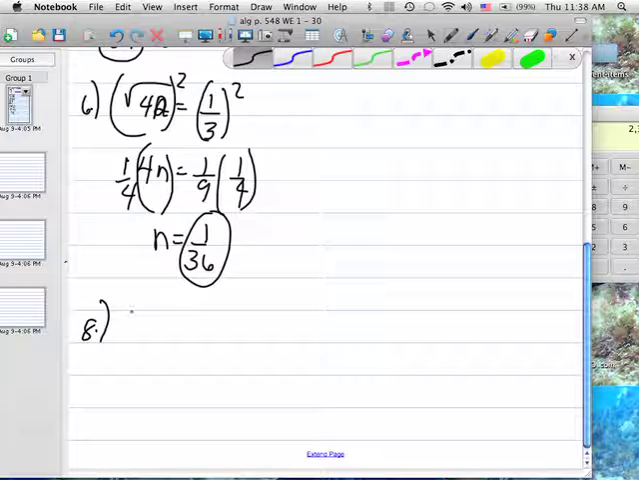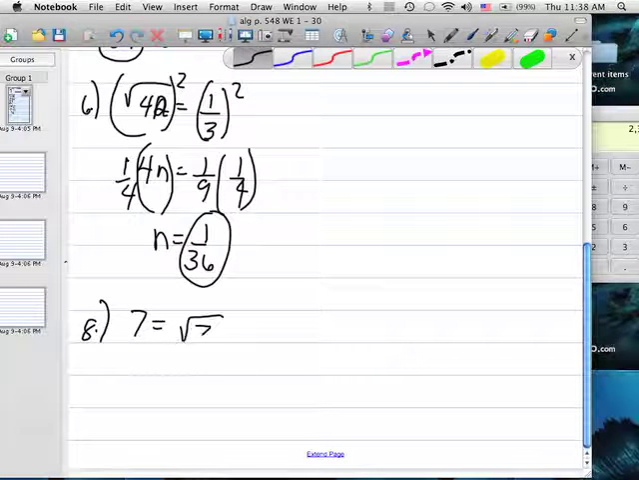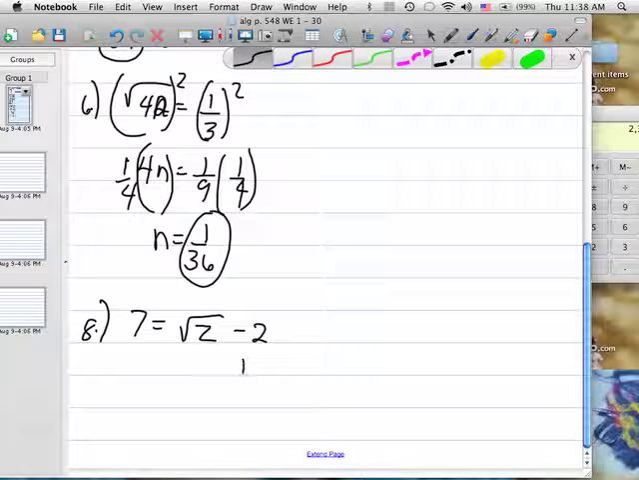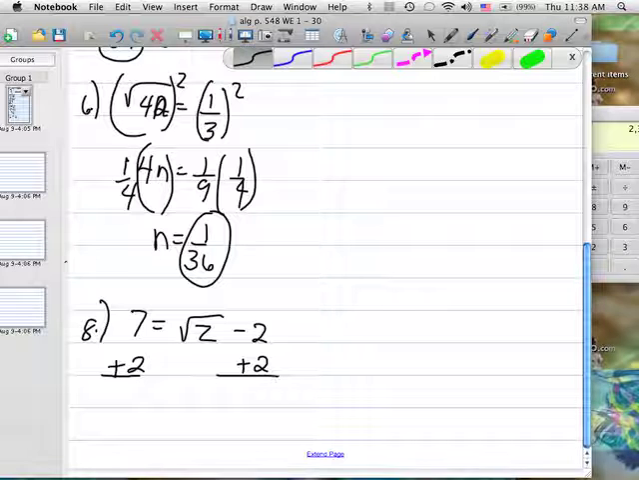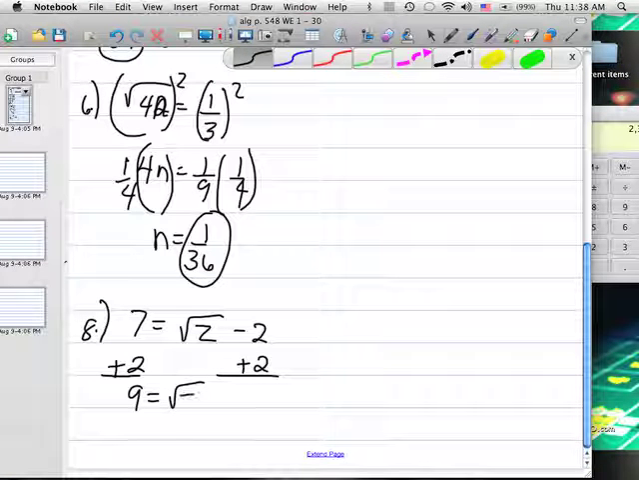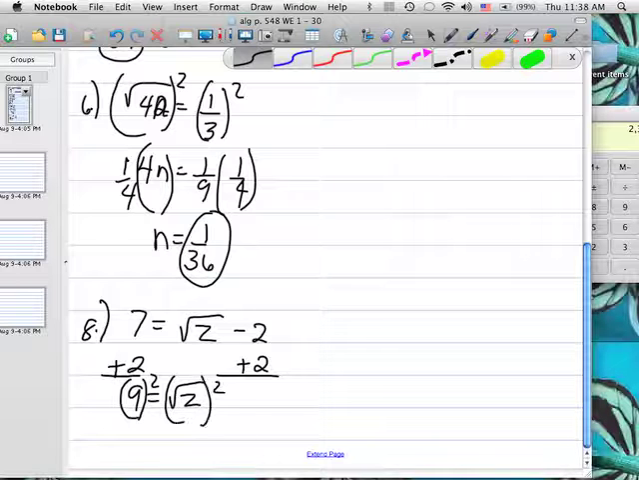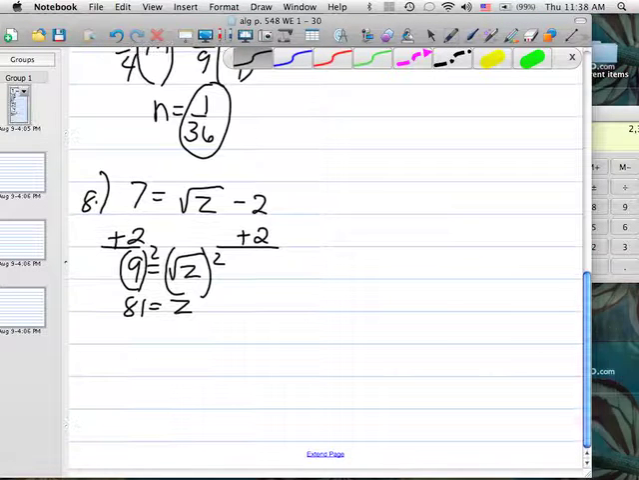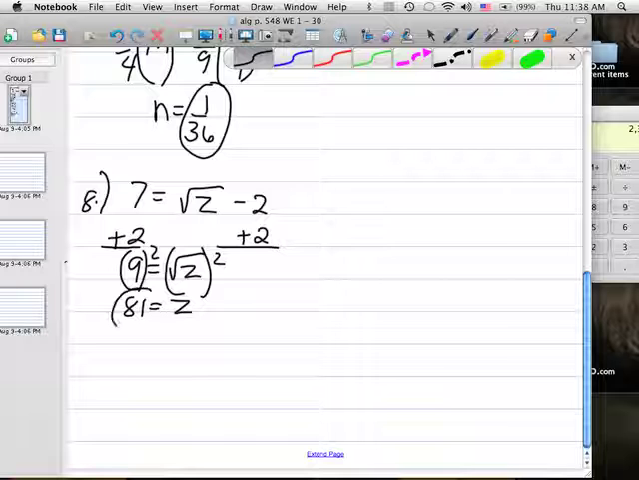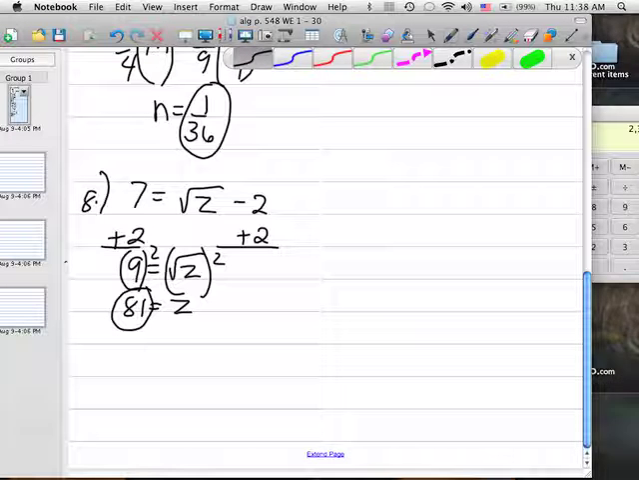Number 8, we have 7 equals the square root of z minus 2. First, we have to isolate the square root, so we're going to add 2 to both sides. And we get 9 equals the square root of z. Now square both sides to eliminate the radical, and we get 81 equals z. And that works. The square root of 81 is 9. 9 minus 2 is 7.